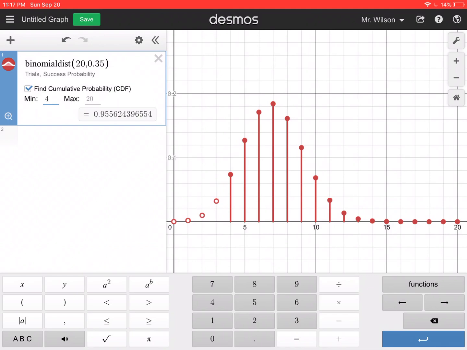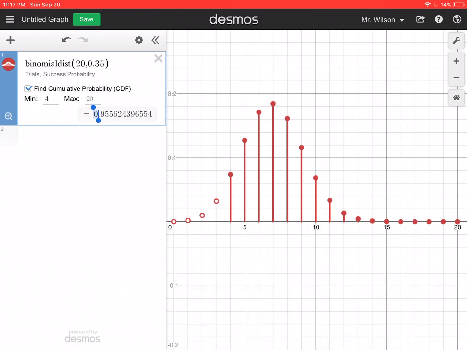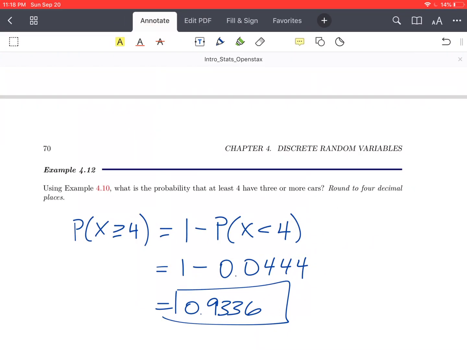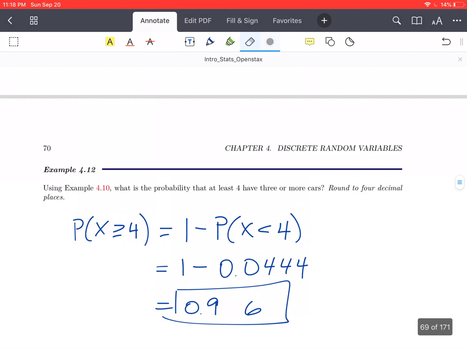Okay, and then we get our value. Oh, did I write those numbers wrong? I think I wrote those numbers wrong, because obviously Desmos knows what it's talking about. We get 0.9556, not 9336. Yeah, so let me just fix those. Sorry about that. Should be 9556. That's better.